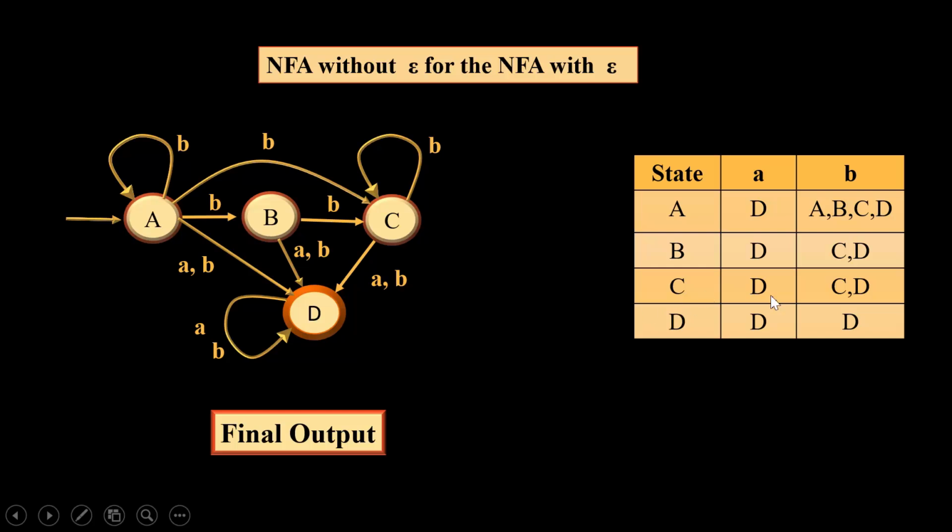Likewise on C we have a transition on D for A, and for B we have 2 transitions, one is a self loop and another is on D. And on D we have self loop of A and B. So this is the final output which we generate. This is the NFA without epsilon corresponding to the NFA which was given in the question.